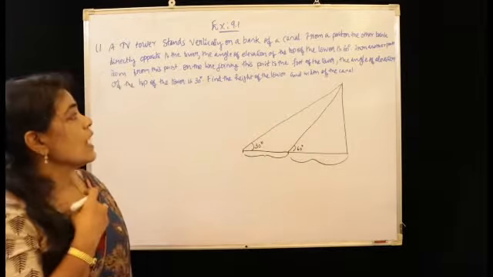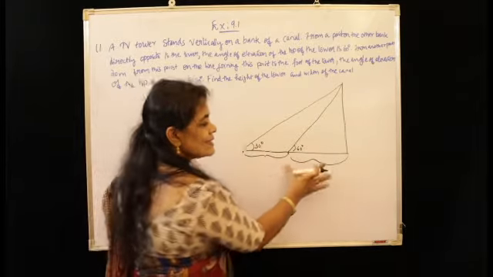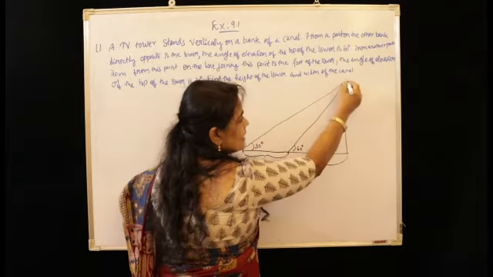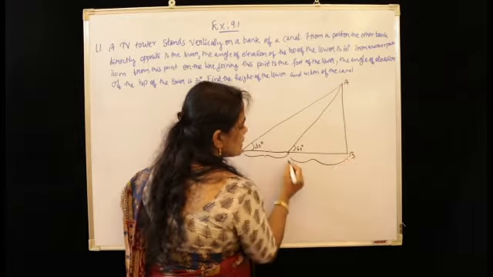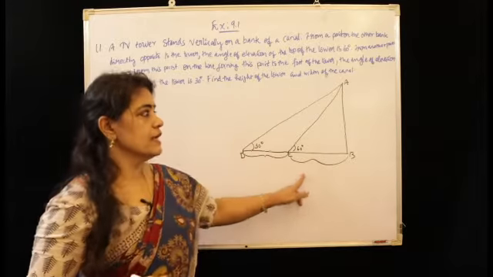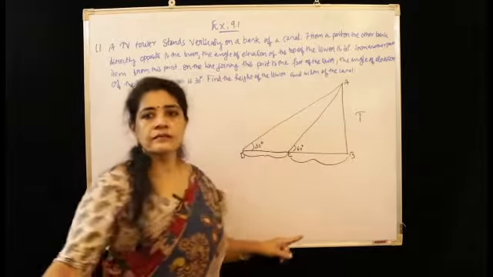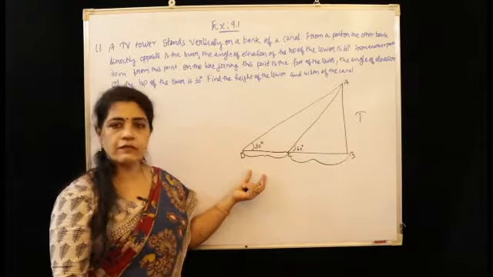And what is asked? The height of the tower and the width of the canal. Okay, so that means this is the width of the canal. So we can mark first A, B, C, D. So, width of the canal is BC and height of the tower is AB. Okay, see, from the figure it is very clear.